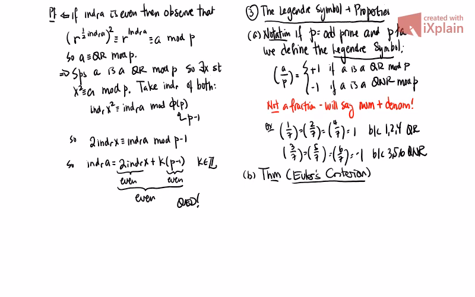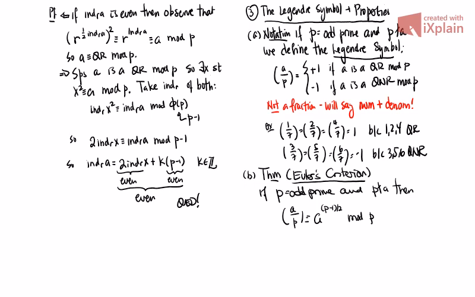So Euler's criterion says the following. It says p is an odd prime, and p does not divide a, where a is an integer again. So it tells us that the following is true: the Legendre symbol (a over p) is congruent to a to the (p minus 1) over 2 mod p. Really, this is a congruence.